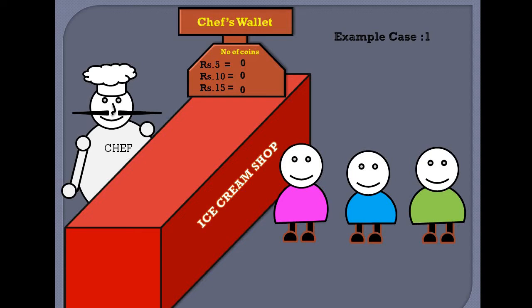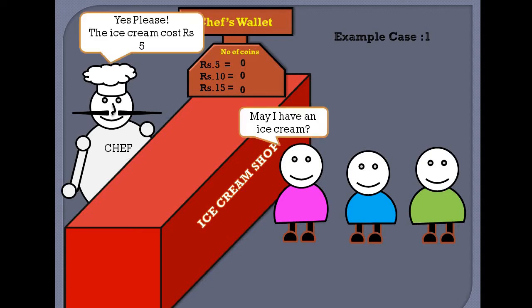Case 1. Say there are 3 persons standing in the row and the first person asks the chef to give him the ice cream. Say the first person pays rupees 5 to get an ice cream. For this, the chef does not need to return any change as the ice cream itself costs rupees 5. So the chef would simply give him the ice cream and increment the number of 5 rupees coins in his wallet.